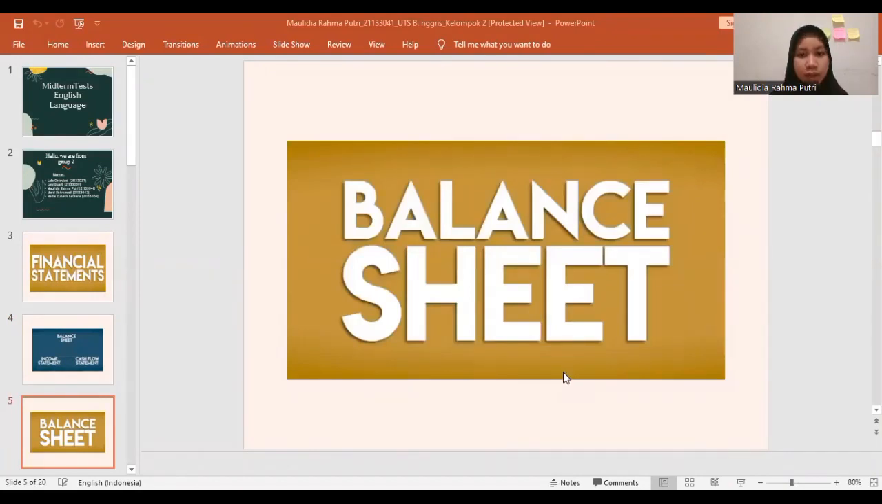We'll start with the balance sheet. What is the balance sheet? The balance sheet is a financial statement that gives us a snapshot of a business's assets, liabilities, and equity at a single point in time. The balance sheet is also called the statement of financial position.